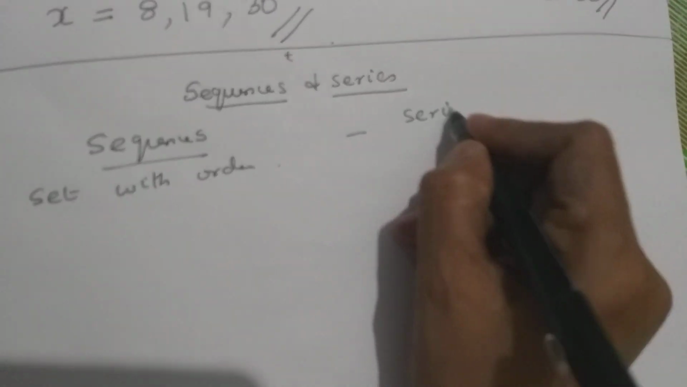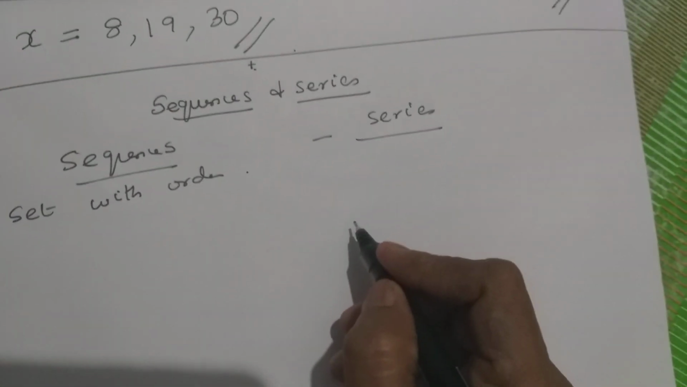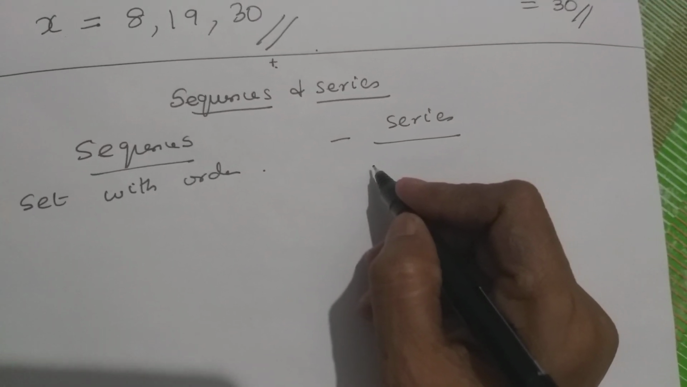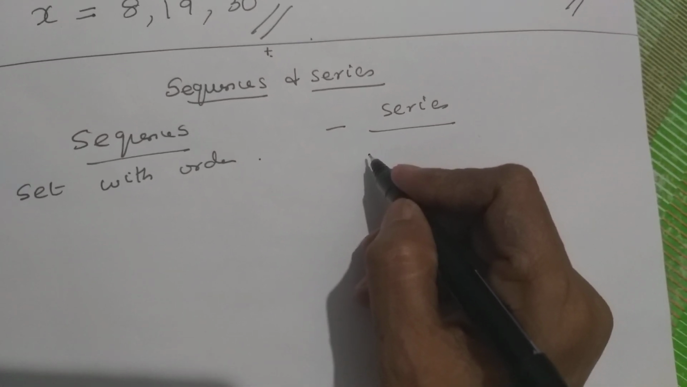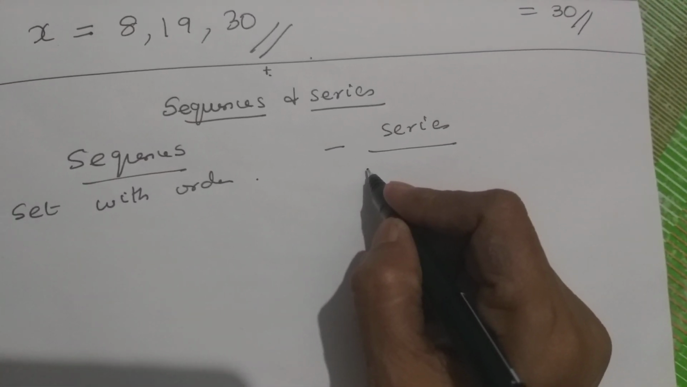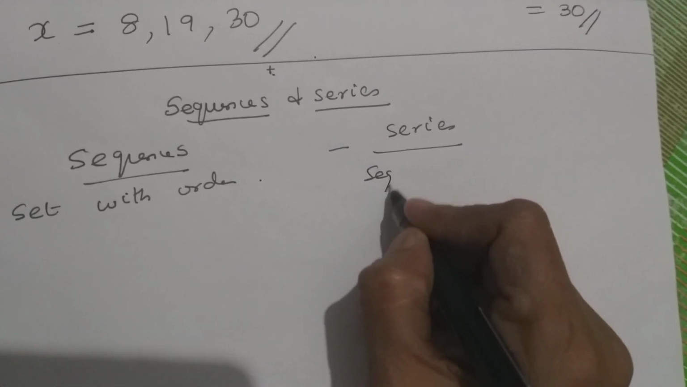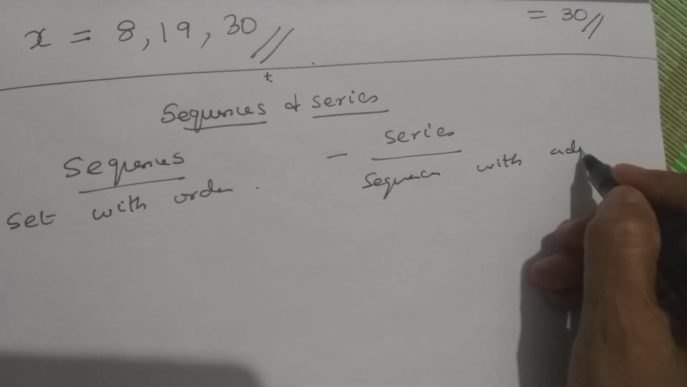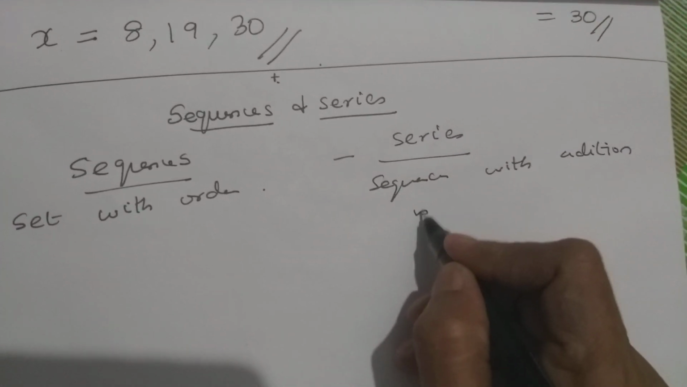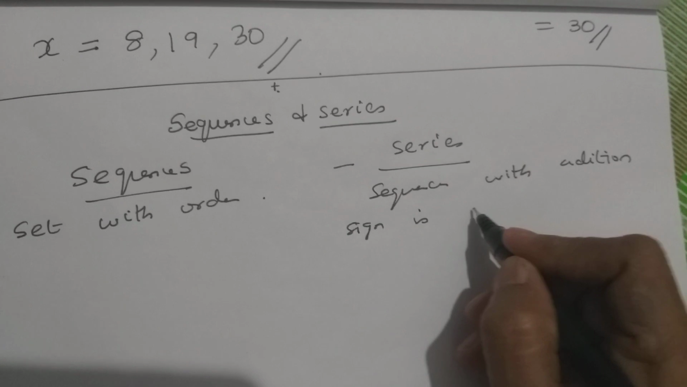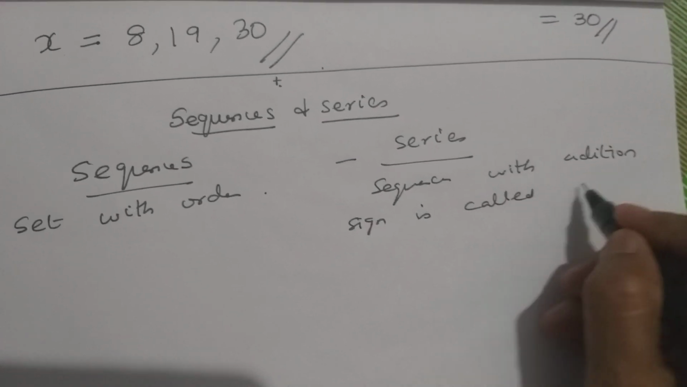Series. What is a series? A series is a bunch of sequences, or a group of numbers taken as a sequence, that you put together with the addition sign. Sequences with the addition sign are called a series.